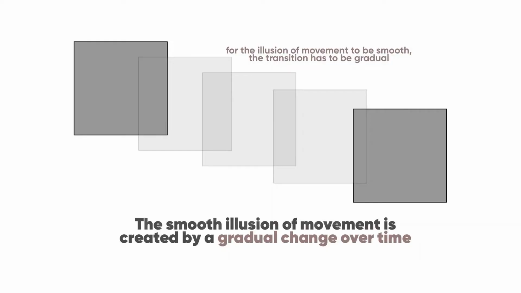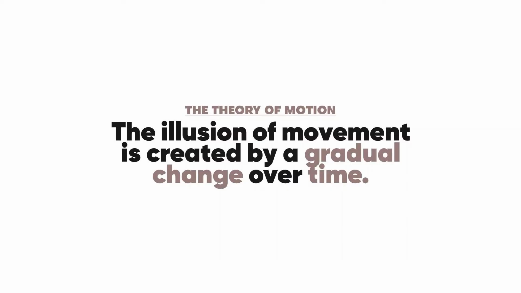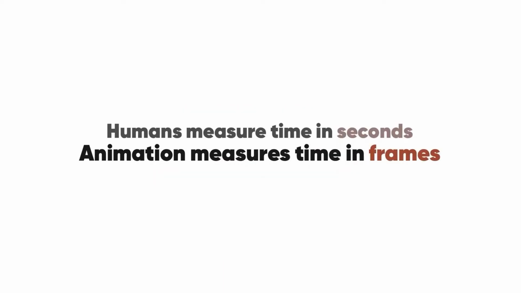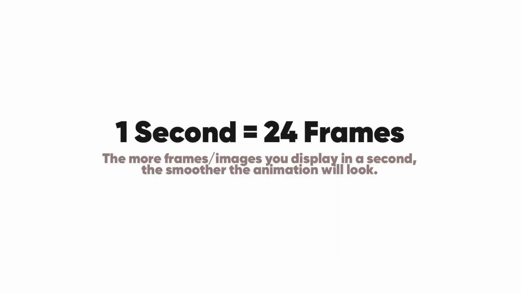For movement to be perceived as smooth, the transition of an object from point A to point B has to be gradual. So, if animation is the art of making images move, the illusion of movement is created by gradually changing an object's state over time. However, time works a little bit different in animation because in animation, time is measured in frames. It takes 24 frames to make 1 second of smooth animation. The less frames per second, the more choppy the animation will look. The more frames per second, the smoother the animation will look.